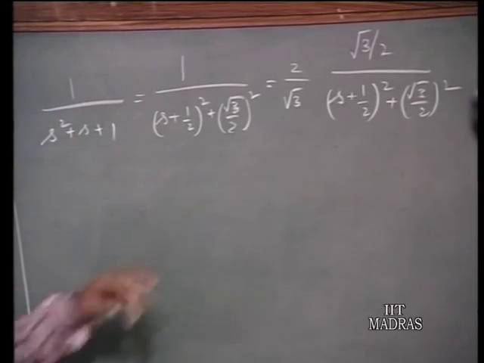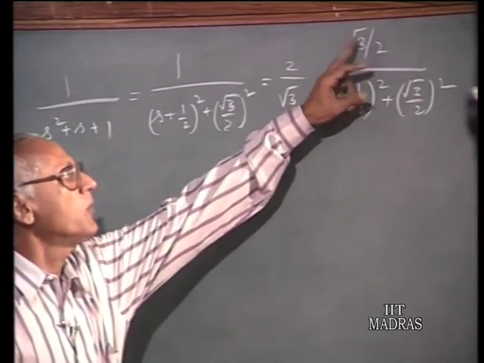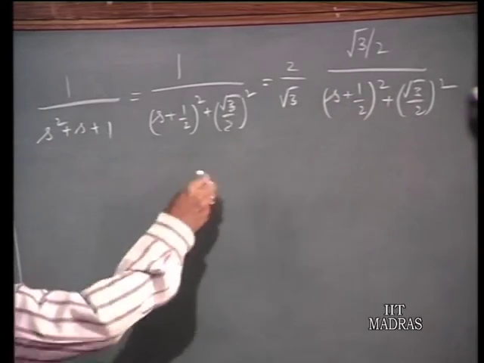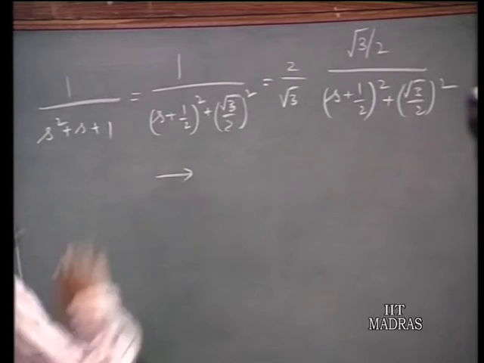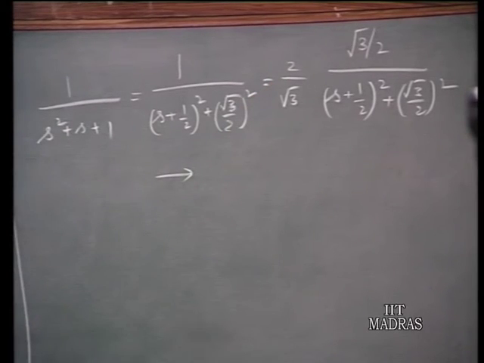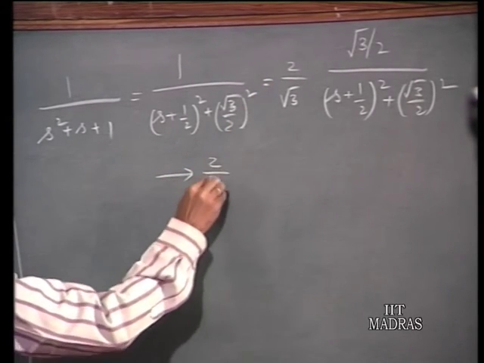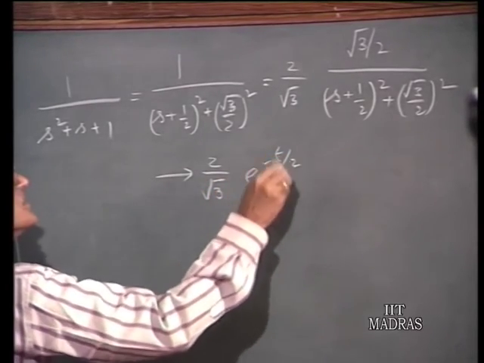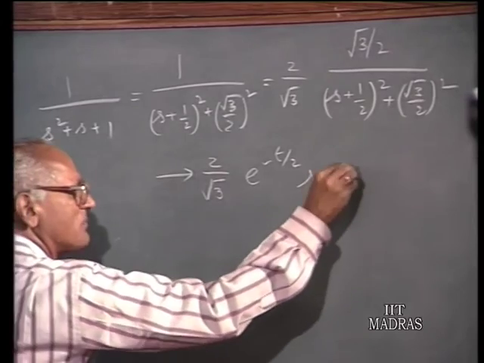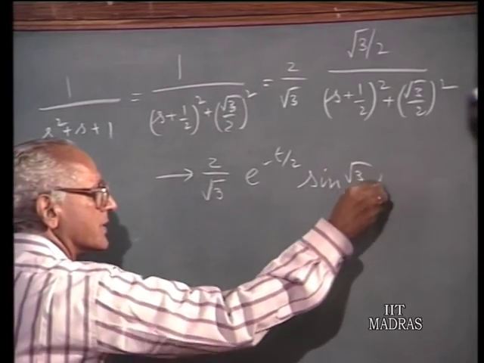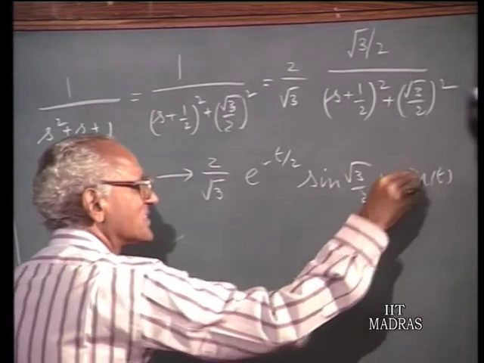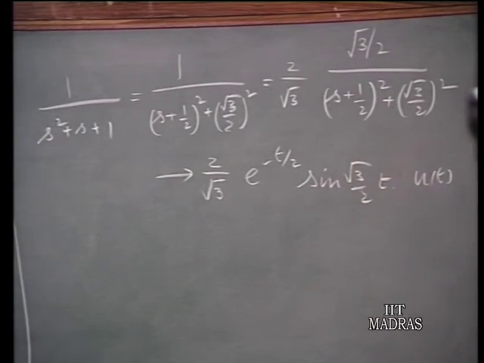Why I put this root 3 upon 2 here is because this is of the form omega naught over s plus alpha squared plus omega naught squared. So, this particular Laplace transform would have its inverse Laplace transform 2 upon root 3 e to the power of minus t upon 2 sine root 3 upon 2 t. Of course, u of t will always be there. This is the inverse Laplace transform of this.